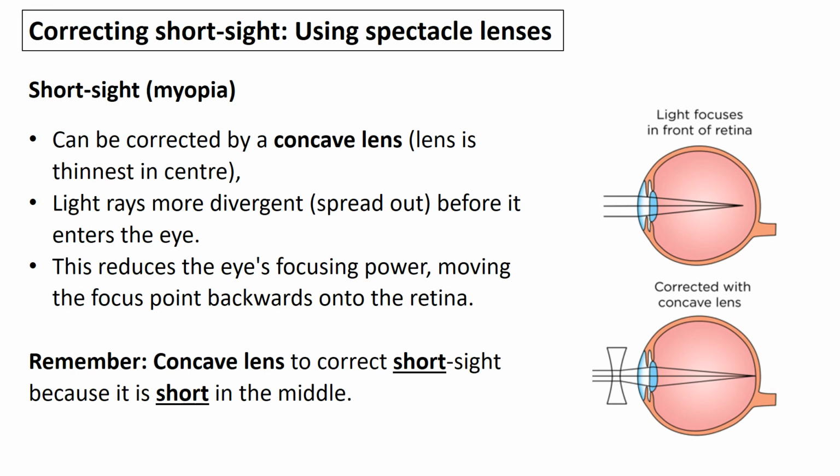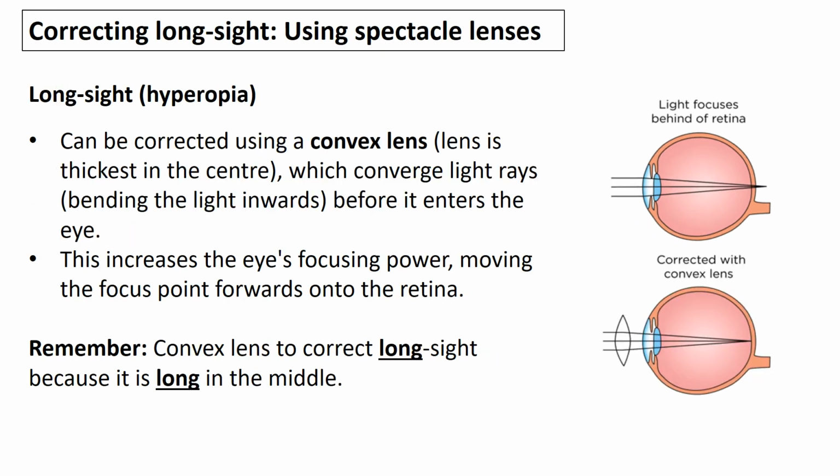If you think about long-sightedness or hyperopia, these can be corrected with a convex lens. The lens is thickest in the center. They converge the light rays, bending the light inwards before it enters the eye. So it's going to bend that light a bit more. This increases the eye's focusing power, and you can get the focal point moving onto the retina, so it doesn't go beyond it. So try to remember this by convex lens to correct long sight, and that is longer in the middle of the lens.